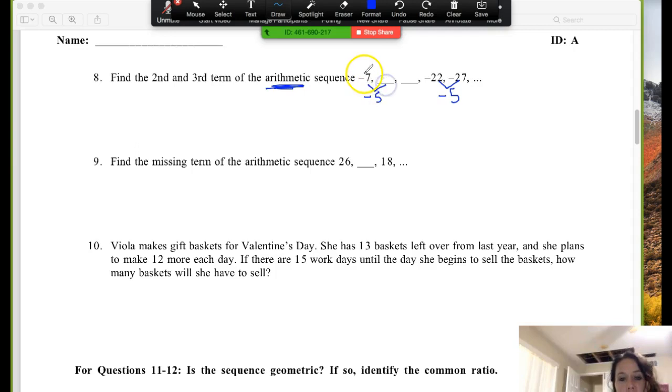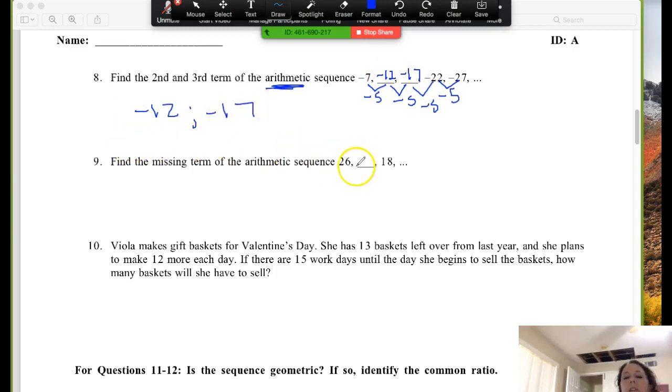So from negative 7 subtracting 5 to get to my next term, I'm going to get negative 12. Now the next term, I'm going to subtract 5. So negative 12 minus 5 is going to give me negative 17. And double check it, make sure negative 17 minus 5 is negative 22. And if it is, you did it. So negative 12 and negative 17.